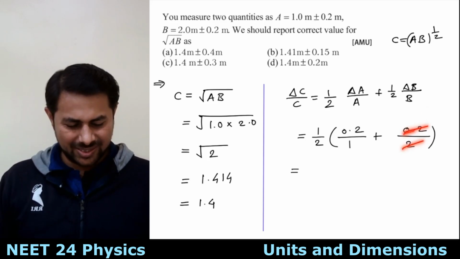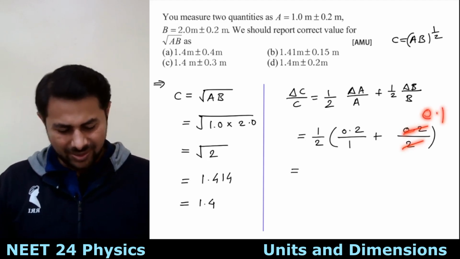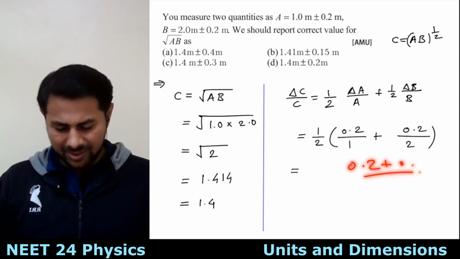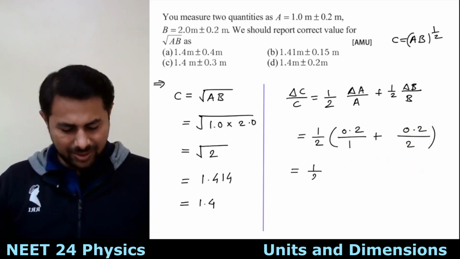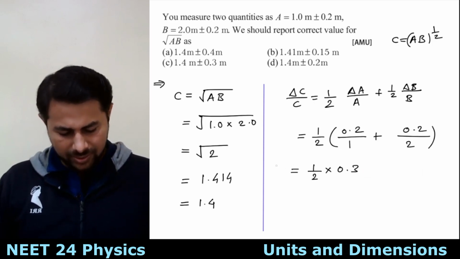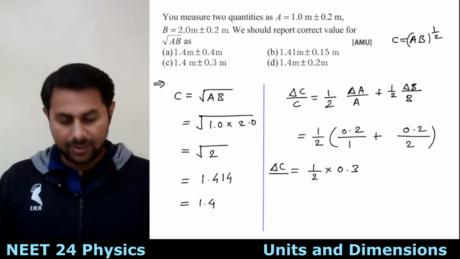This thing is 0.1 only. Okay, so this is 0.2 plus 0.1, which is 0.3. So 1 by 2 times 0.3. Okay, and then you have delta C by 100, right?